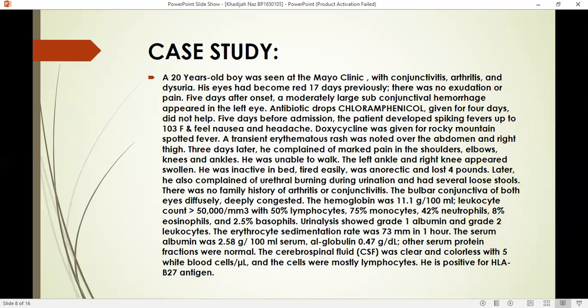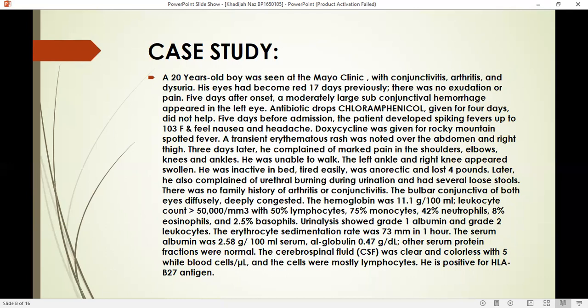He was inactive in bed, tired easily, was anorectic and lost 4 pounds of weight. Later, he also complained of urethral burning during urination and had several loose stools. There was no family history of arthritis or conjunctivitis. The bulbar conjunctiva of both eyes was diffusely, deeply congested. The hemoglobin was 11.1 gram per 100 ml. Leukocyte count is greater than 50,000 with 50% lymphocyte, 75% monocyte, 42% neutrophils, 8% eosinophil, and 2.5% basophil.